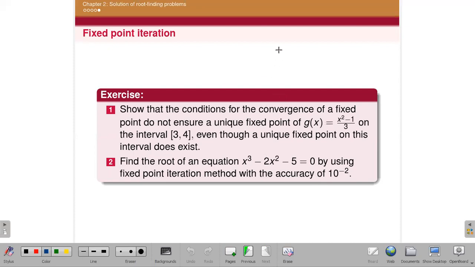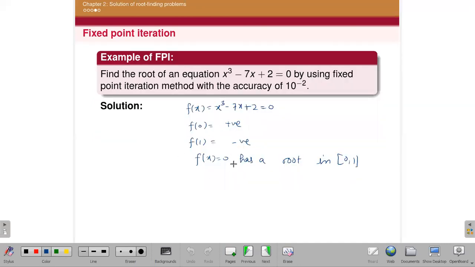Any doubt? First you try these questions, this second question and these questions. If you are not able to do it, then we will do it in the next lecture.